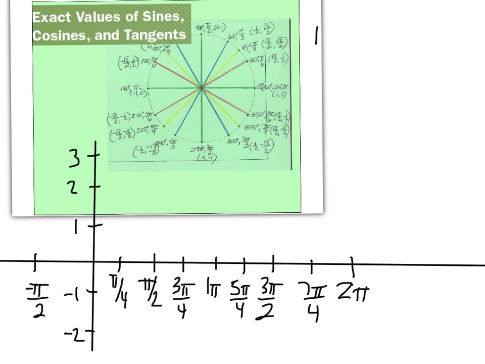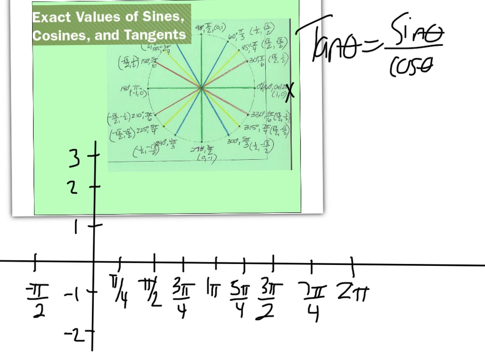Remember by definition that tangent of theta is the same as sine of theta over the cosine. And remember here that the x is our cosine, the y is the sine. So all we do is we go and find the tangent or the slope at each angle. So if you go to 0 degrees, which is right here, the tangent or the slope of that line is 0. So at 0 degrees I plot 0.